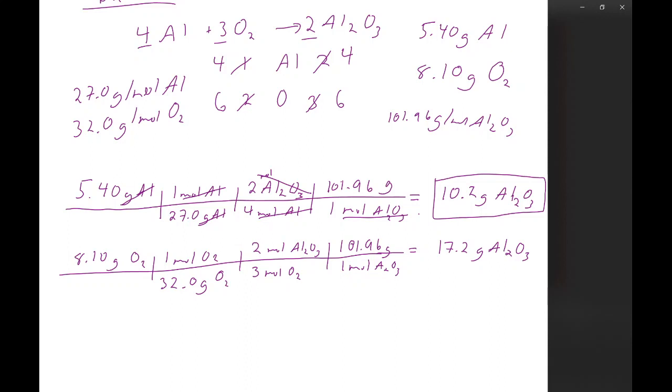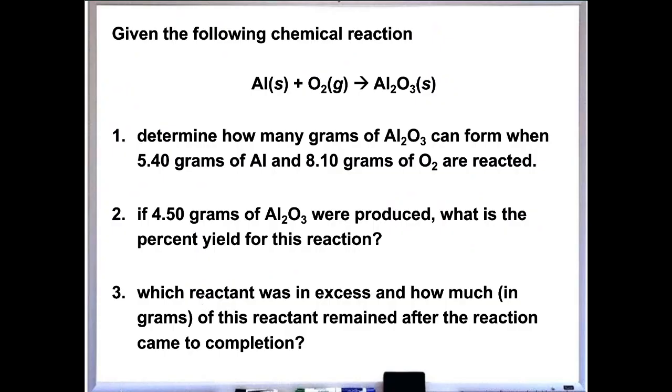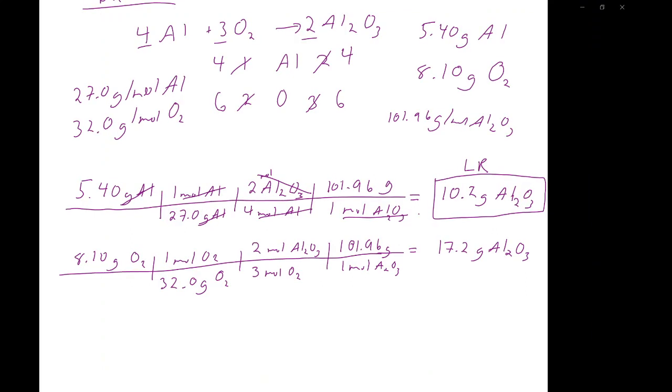Okay, so this means that aluminum, and I'll just label this as Lr, is our limiting reagent. If we go back to our question, question 2 asks us, if 4.5 grams of aluminum oxide were produced, what is the percent yield for this reaction? So 4.5 grams of aluminum oxide, that's our actual yield.